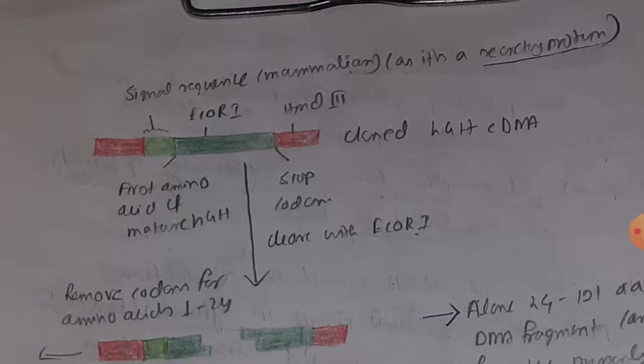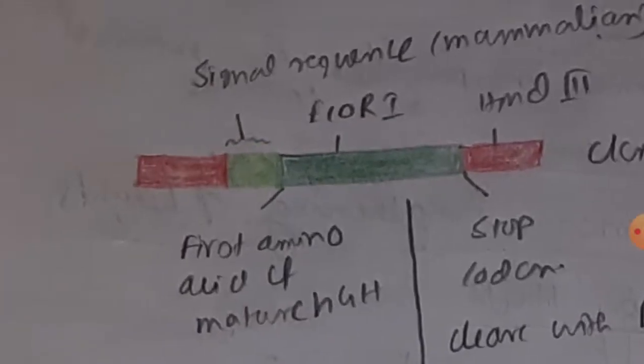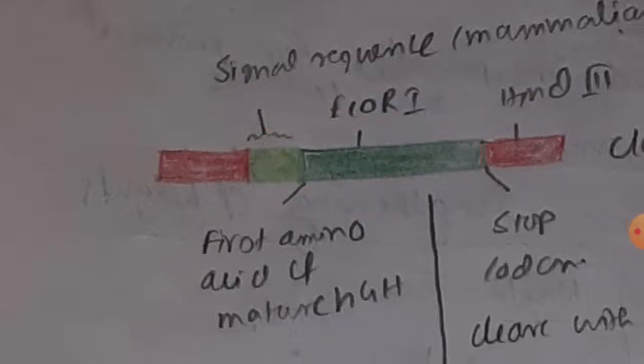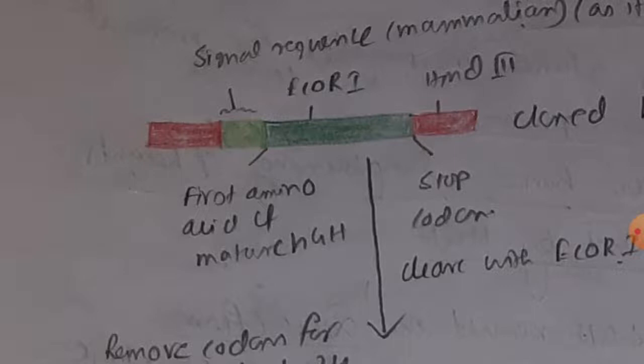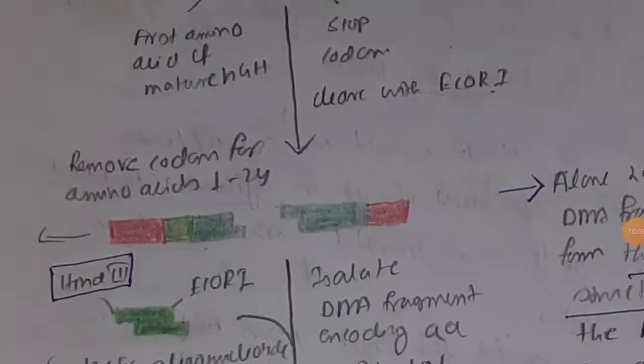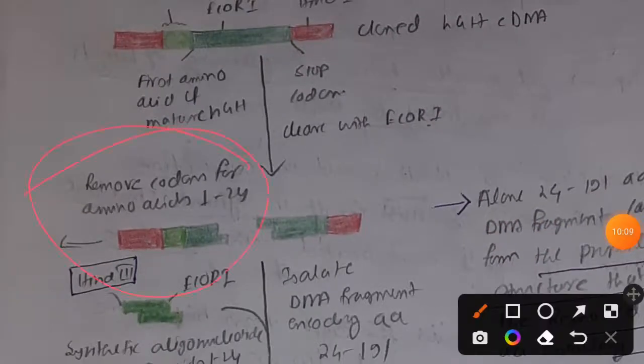So the idea is, first of all, scientists thought to remove the signal sequence, because we don't need so much signal sequence. Our main thing is that deep green portion, we require this. So why do we need the signal sequence, right? Scientists thought to clip this with the help of the EcoRI cut site, as we have here. So that's how they remove the first 1 to 24 amino acids and take only the amino acids from 24 to 191.